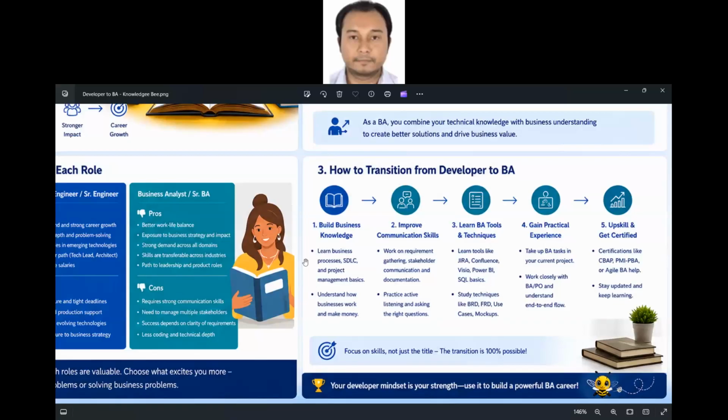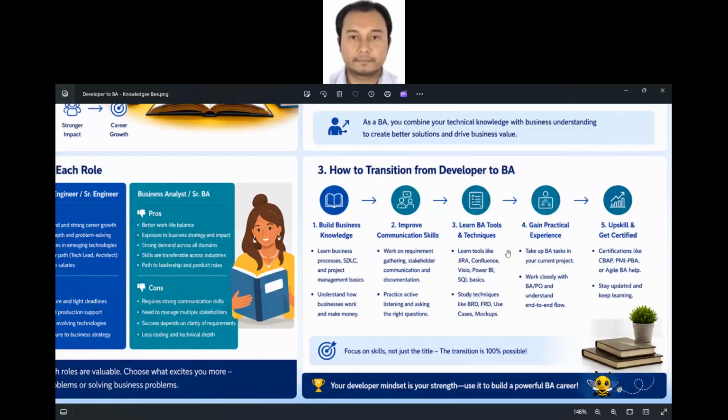A BA spends significant time interacting with the stakeholders, conducting requirement discussions, and documenting solutions. Active listening, presentation skills, and structured communication become very important. Step three is learning the various BA tools and techniques.